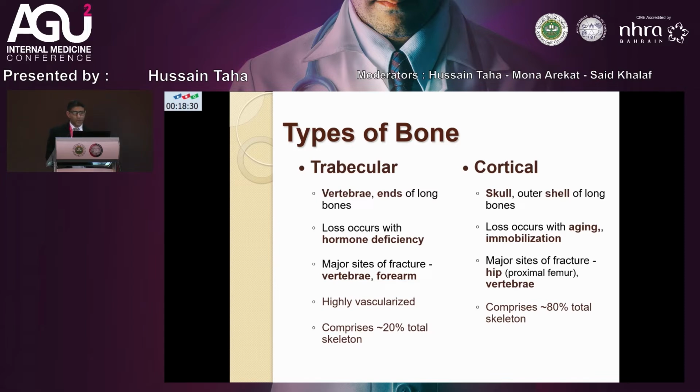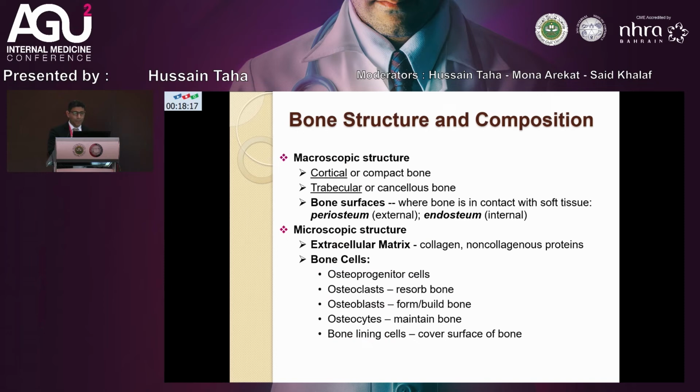What about cortical bone? It is seen in long bones and skull. We lose it by immobilization and aging, and the major sites of fracture are the hip and vertebrae. It comprises 80% of our skeleton.